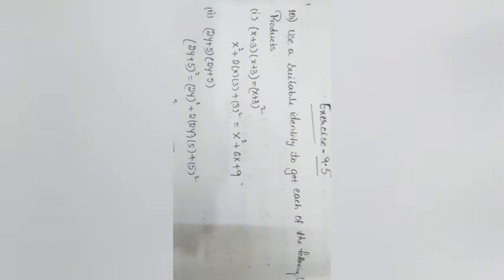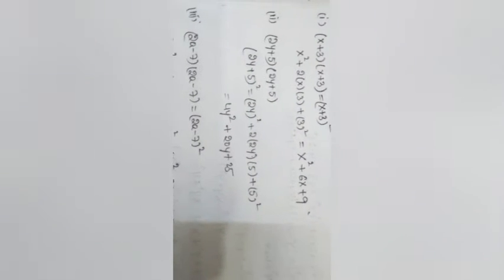Coming to exercise 9.5, first question. Use a suitable identity to get each of the following products. In this first bit, they gave the question like x plus 3 into x plus 3. It is in the form of a plus b into a plus b. Just you should study the algebraic formulas very perfectly. What is the formula of a plus b into a plus b? a plus b whole square. So we need to write x plus 3 into x plus 3 as x plus 3 whole square. You know the formula of a plus b whole square, right? a square plus 2ab plus b square. So x plus 3 whole square, how will we write it in the form of a square plus 2ab plus b square.